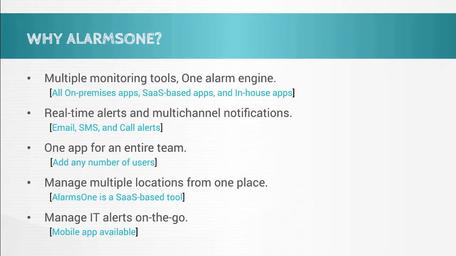So these are a few reasons why users may find AlarmsOne helpful. You can integrate multiple tools with AlarmsOne, and you can have one alert engine to view all these alerts. And the alerts are pulled in real time from all these applications, and we have multiple channels to notify these alerts. A user may need only one app for an entire team, and he can add as many users as he needs. And being a SaaS tool, you can manage multiple locations from one place. We also have a mobile app with which users can manage their IT alerts on the go.